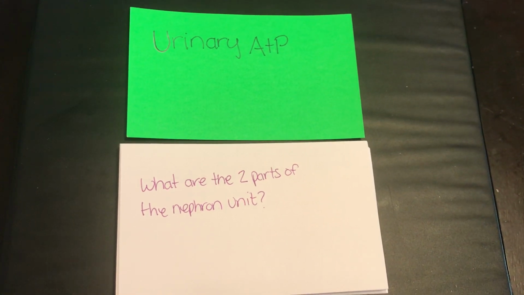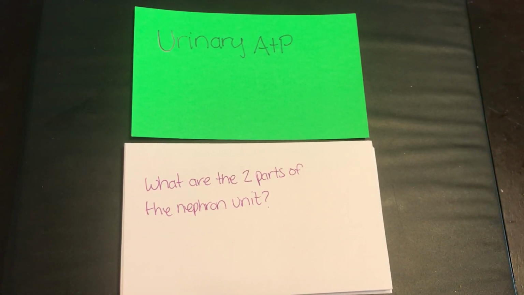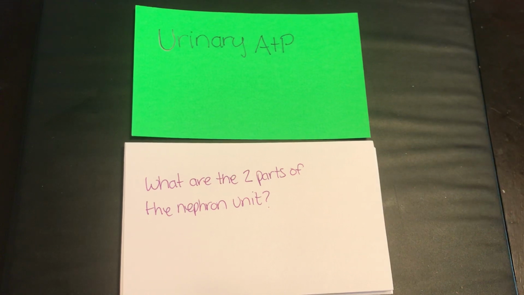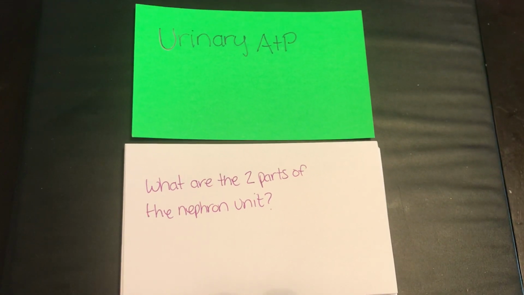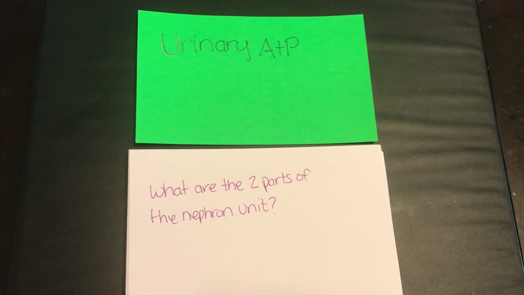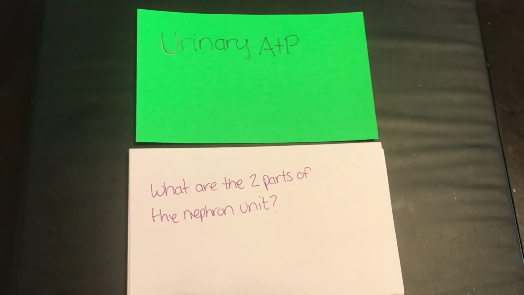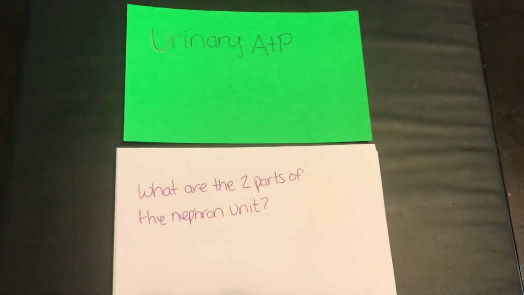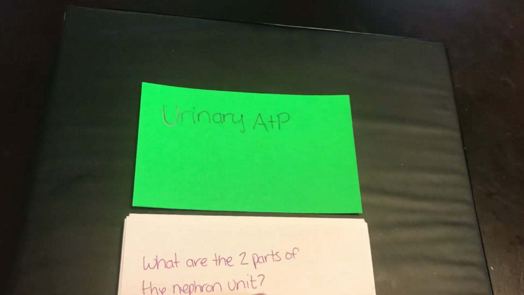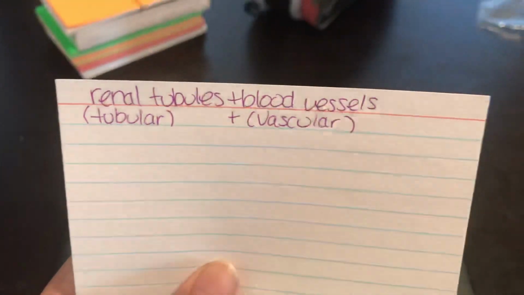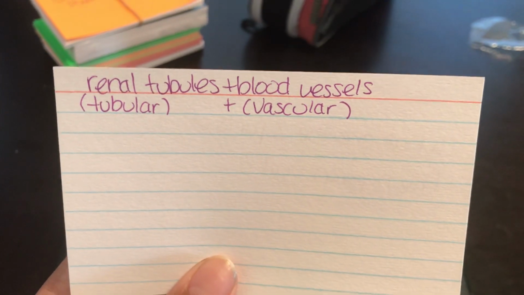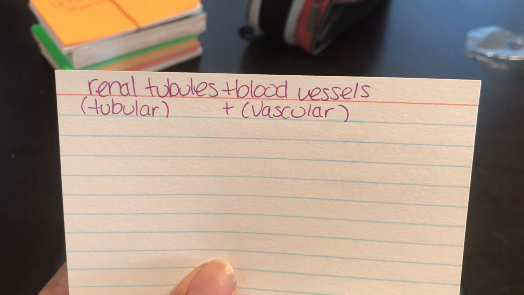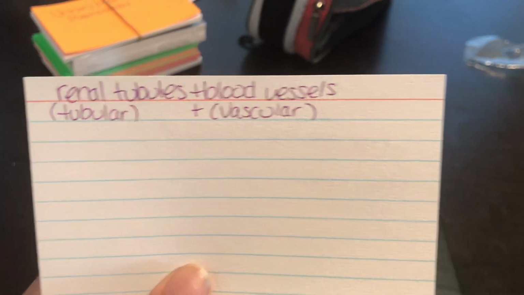So this video is to help you remember the urinary A&P system. So it's going to test your knowledge. So what are the two parts of the nephron unit? Renal tubules and blood vessels. So you have your tubular component and your vascular component.